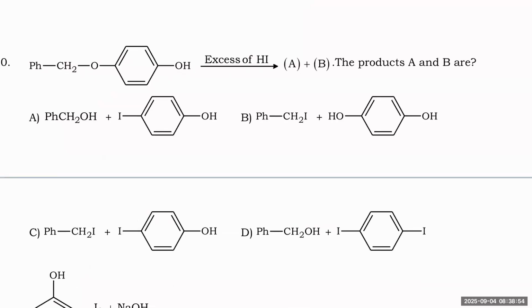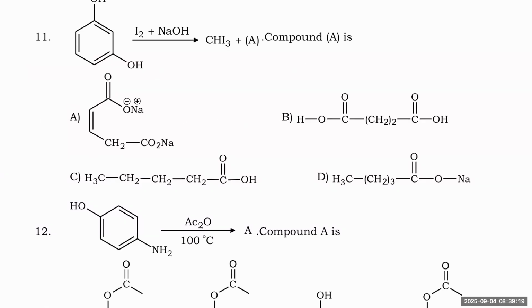Excess of HI, we learned it the other day. If you take excess of HI, can you break the phenolic oxygen group here? No, you cannot break here. So the product here will be OH, here will be OH. Only this side the product will become PH2CHI. So which is option B. Next, I2 and NaOH.